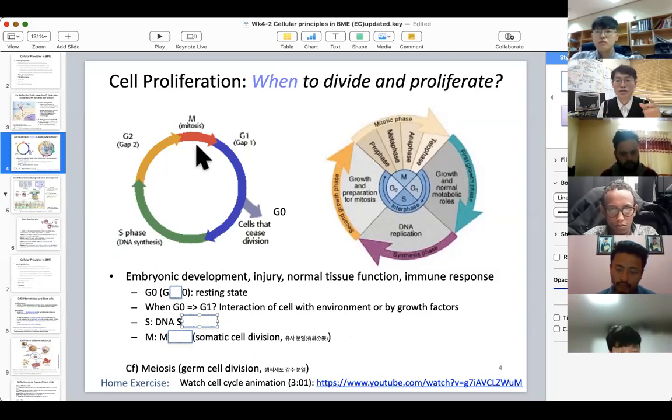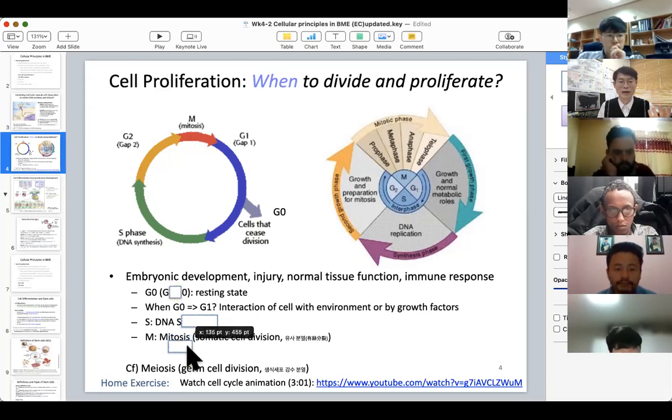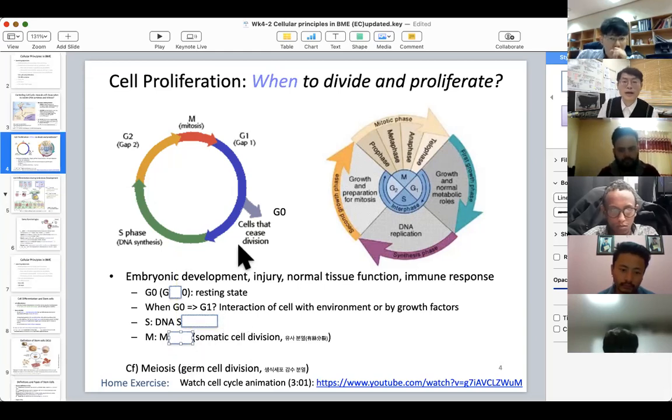That's why G actually stands for gap between these major events. So G2 phase is called gap 2. Afterwards, the cells can actually divide, which is the mitosis phase, called M phase, somatic cell division. Mitosis is subdivided into prophase, metaphase, anaphase, and telophase. More details are in this YouTube video, so I want you to watch it later on.